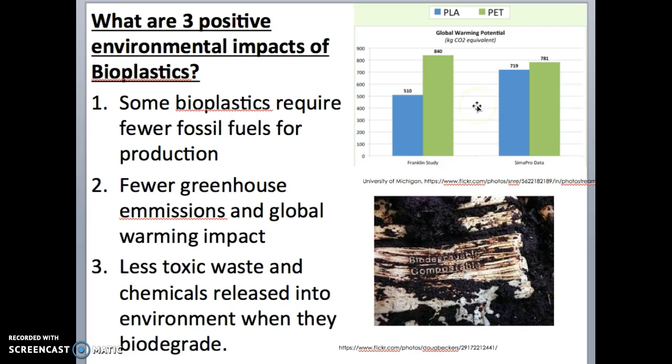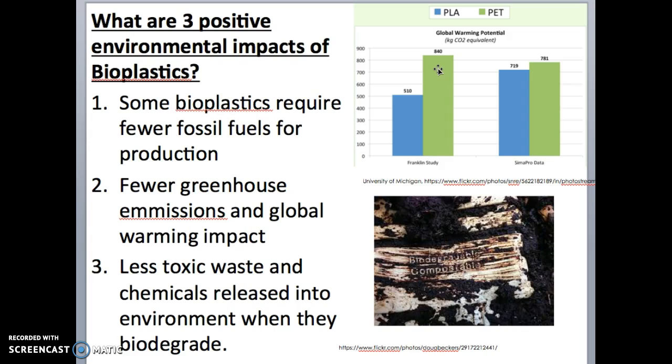This graph from a research study done at the University of Michigan actually compares the global warming potential, or the amount of carbon dioxide released, for manufacturing PLA versus PET. PLA is in blue here and PET is in green. And as you can see, PLA for both studies actually have less global warming potential than PET plastic.